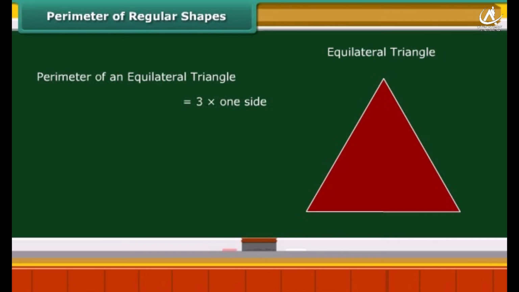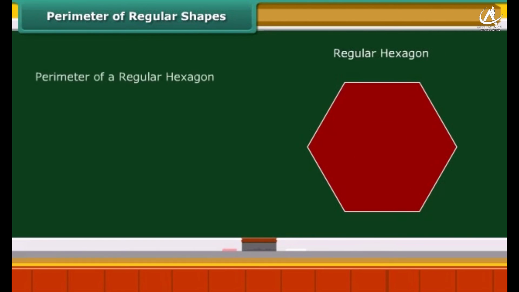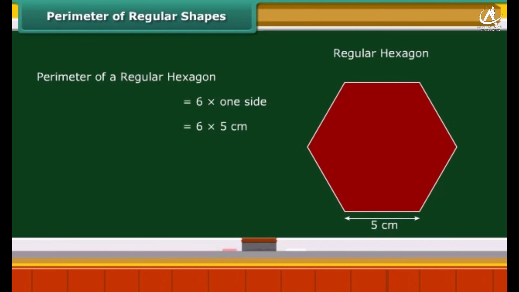Suppose there is an equilateral triangle of side 3 centimeters, then the perimeter of the equilateral triangle is 3 multiplied by 3, which is 9 centimeters. Perimeter of a regular hexagon is 6 multiplied by its side. Suppose there is a regular hexagon of side 5 centimeters, then the perimeter of the regular hexagon is 6 multiplied by 5, which is 30 centimeters.